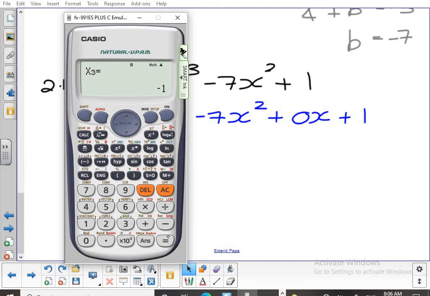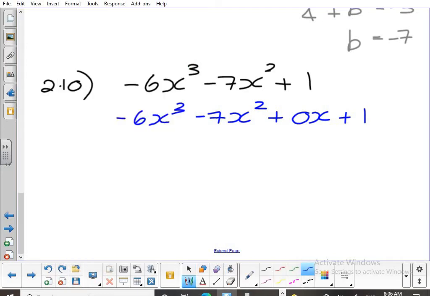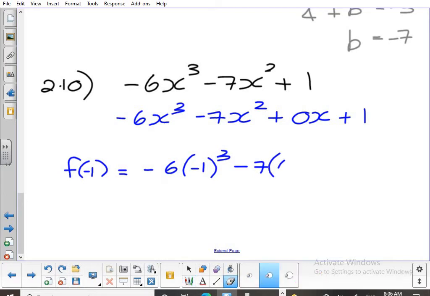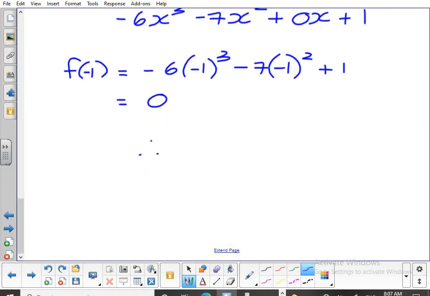Minus 1. So what I'm going to do is, I'm going to go here, I'm going to say the f of minus 1. So it's minus 6 minus 1 cubed, and then minus 1 squared, and that would be plus 1, and that's 0. So what is my deduction? Therefore, x plus 1 is a factor. Fantastic. Okay. So now I go and I say, therefore, yes.